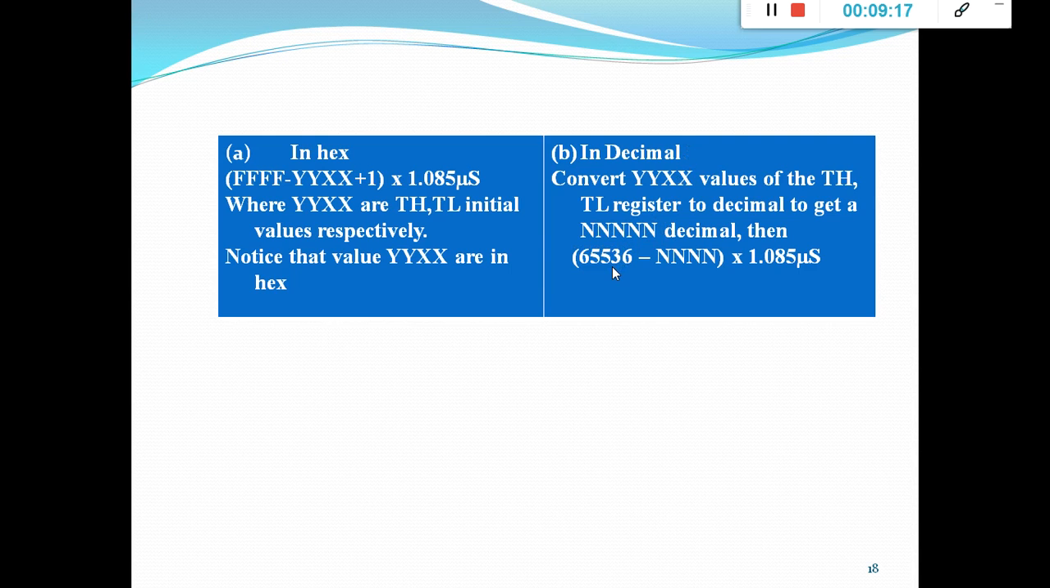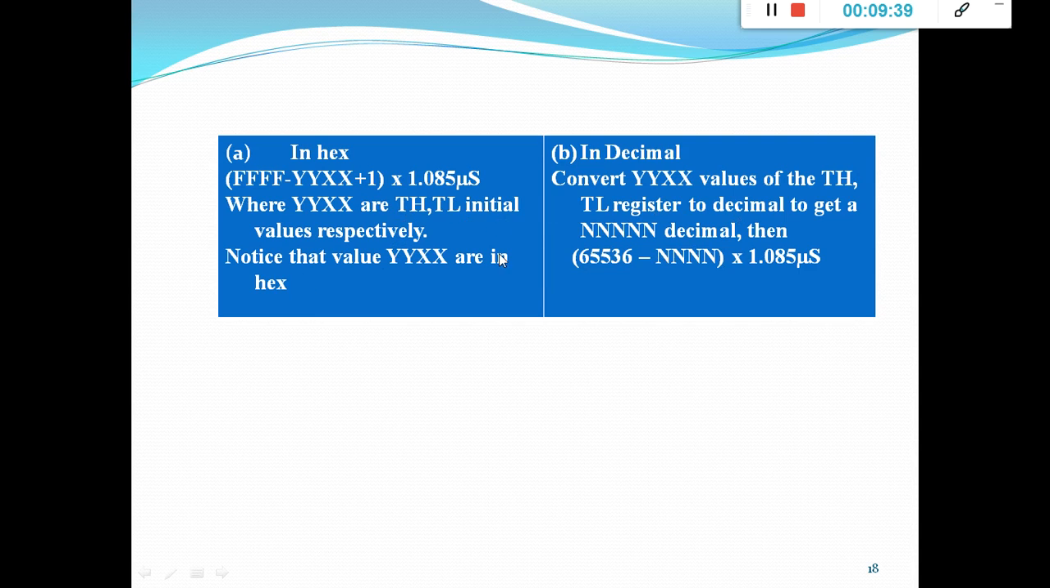Then how to calculate the delay? The formula is 65536 minus NNNN. So 65536 is the decimal value of FFFF, minus the decimal value of the initial count, into the period. So you are going to calculate the time delay in decimal.